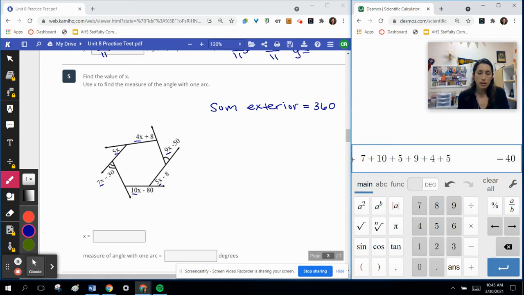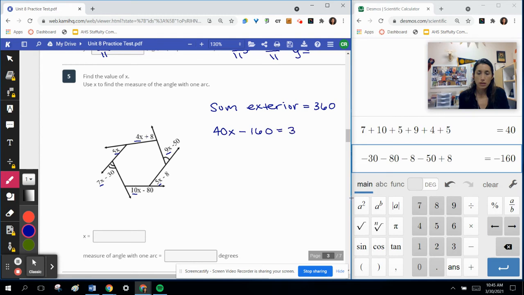That should be 40x. So combine all of my like terms with x's. Let's go ahead and combine all of just the regular numbers. We have a negative 30, a negative 80, negative 8, negative 50, and positive 8. And that's going to combine to negative 160, all set equal to 360.